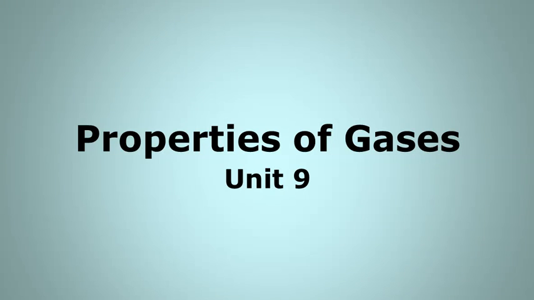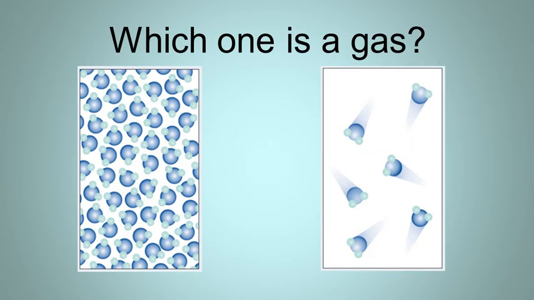This is the first lesson in a unit about the properties of gases. In previous lessons, we focused on the properties of solids, liquids, and gases and how they're different from each other. But in this chapter, we're focusing specifically on gases and their properties. So, for example, if we look at these two pictures, hopefully it's obvious which one is a gas.